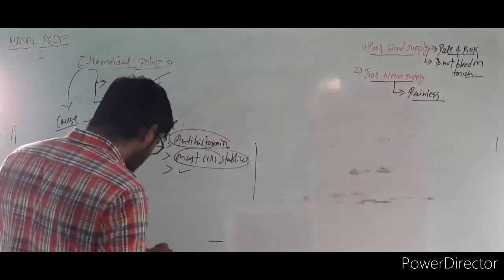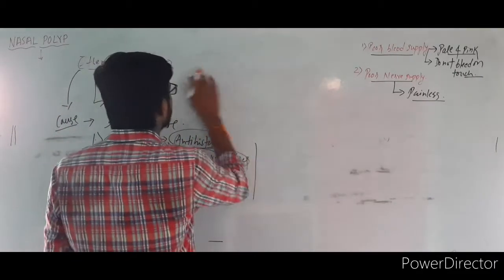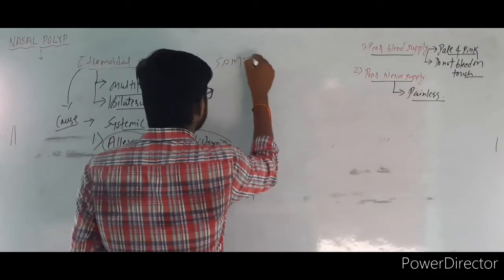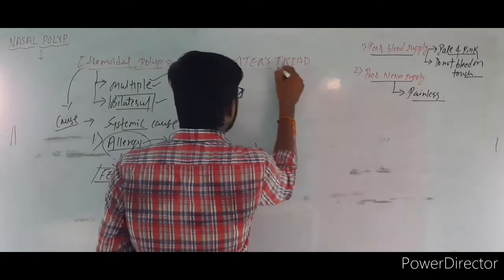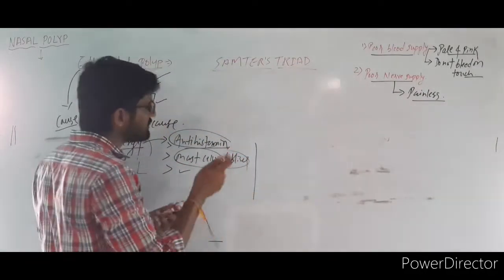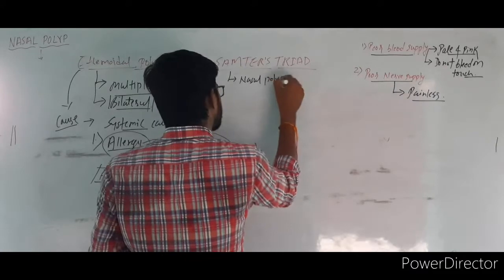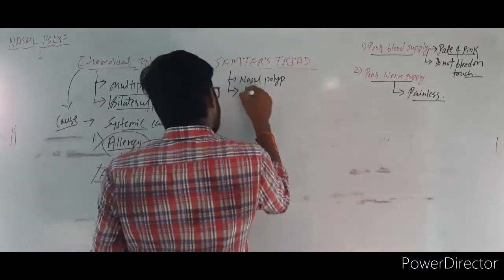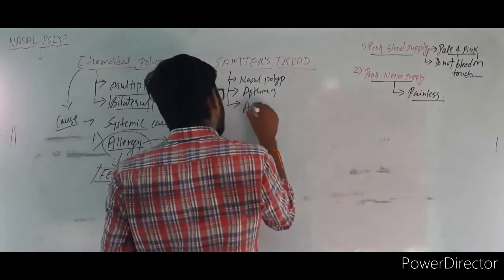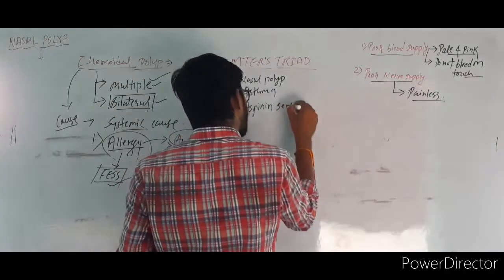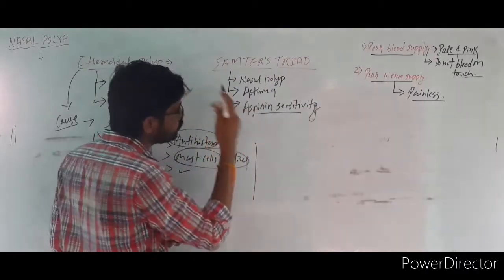One is Samter's triad. Here I want to write. Commonly the examiner asks what is Samter's triad. It is the triad of nasal polyp, asthma, and the third thing, aspirin sensitivity. In this kind of patient you should not give aspirin.